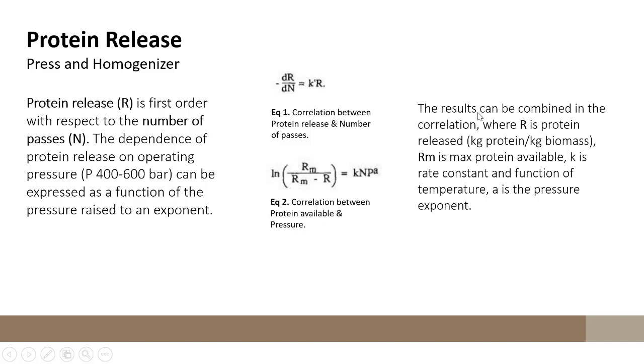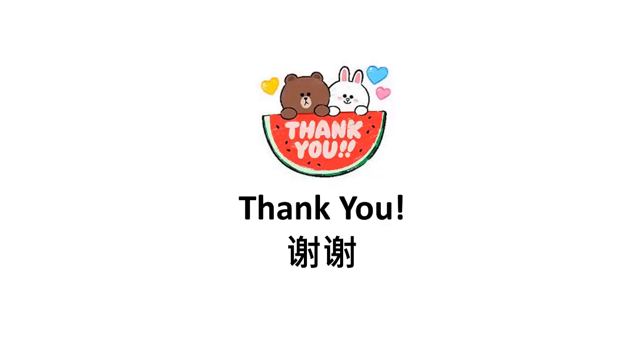The results can be combined in a correlation where R is protein release in kg protein per kg biomass, Rm is max protein available, K is a rate constant and function of temperature, and A is the pressure exponent. Okay, that's all. Thank you.